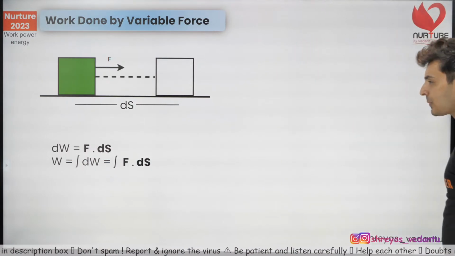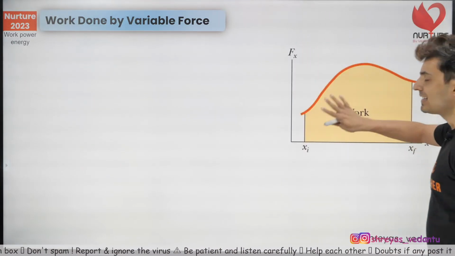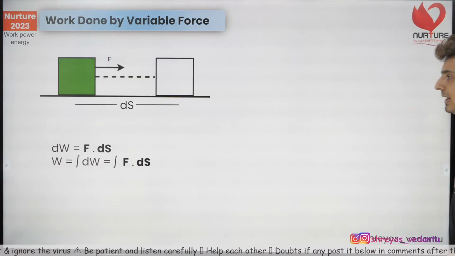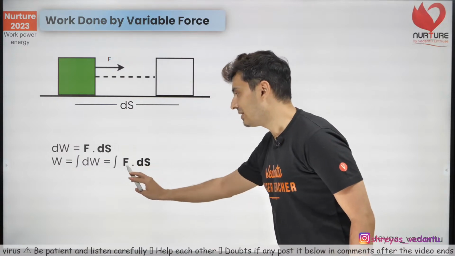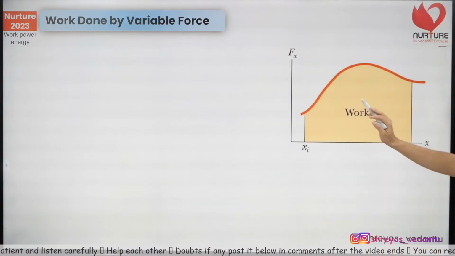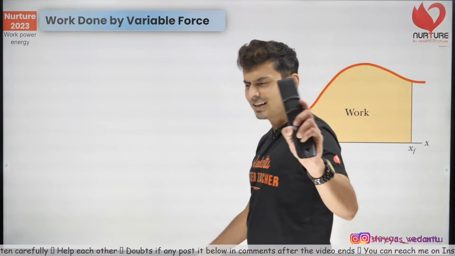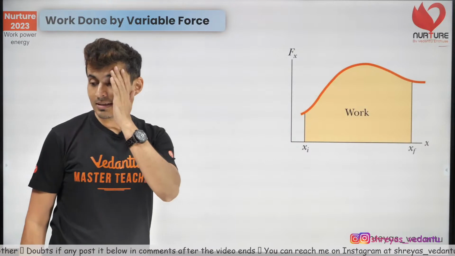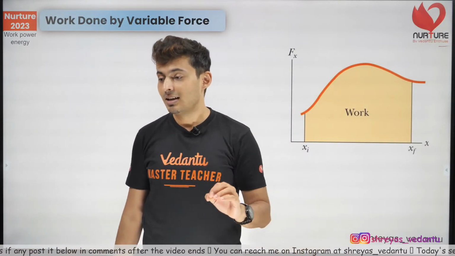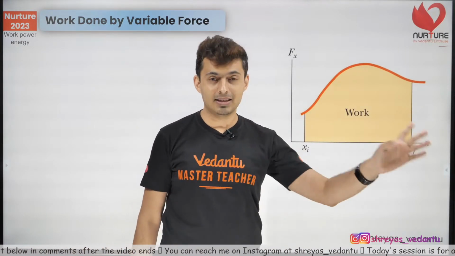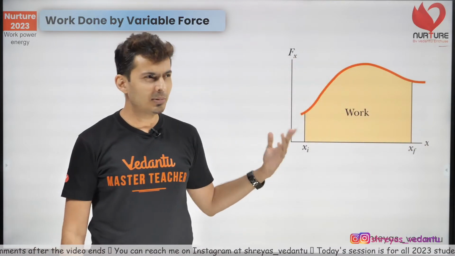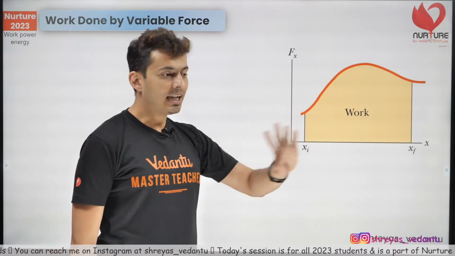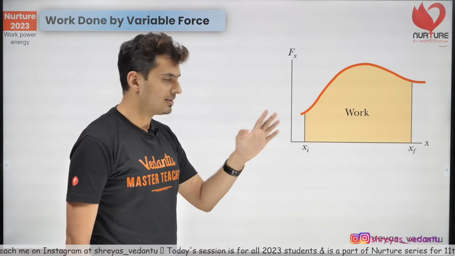Area. Correct. It is area. So work is the area under the force versus displacement graph. It is the integration of force and displacement. Integration is all about areas. It is not area under the slope. There is no such phrase as area under the slope. It does not make sense. Slope is different. Area under the graph is different.